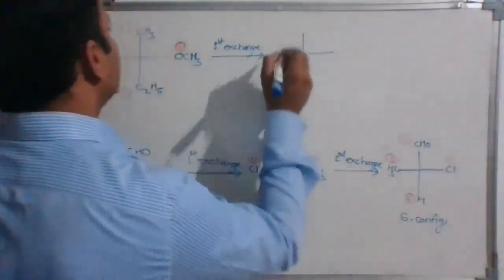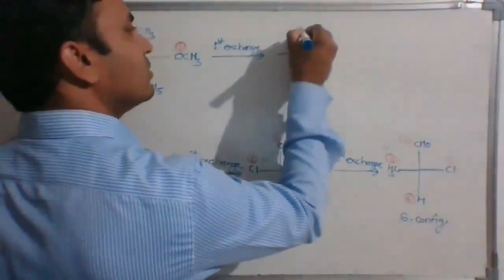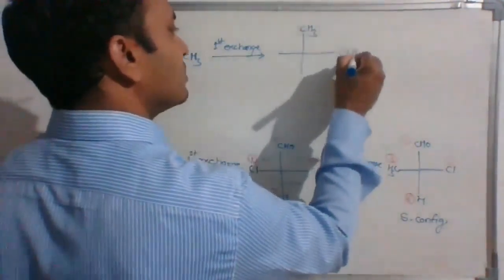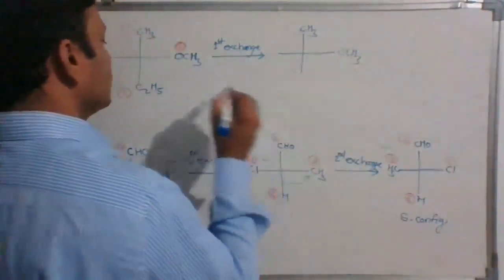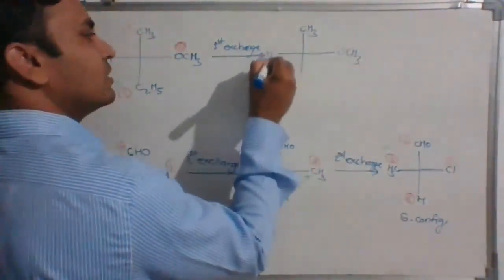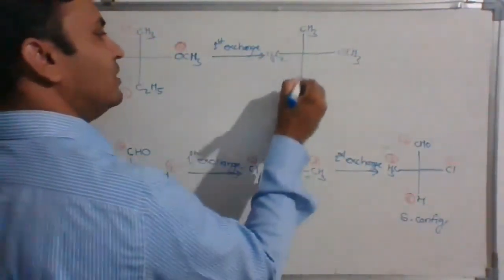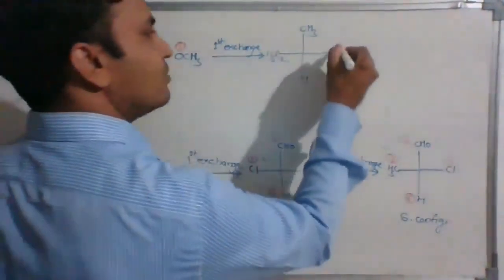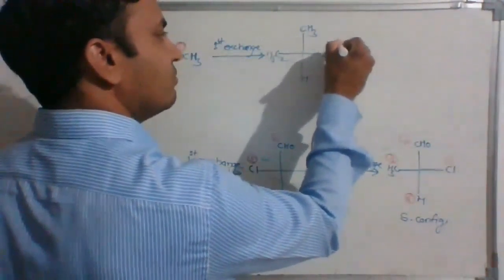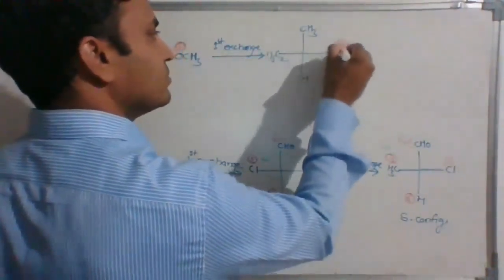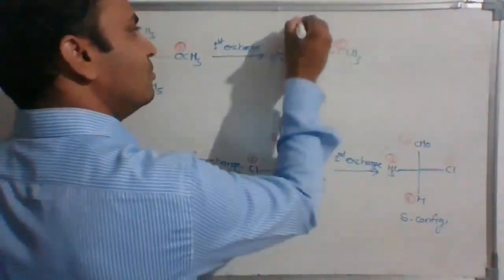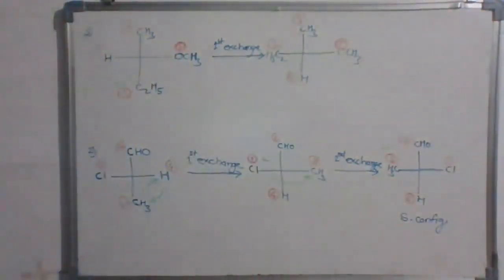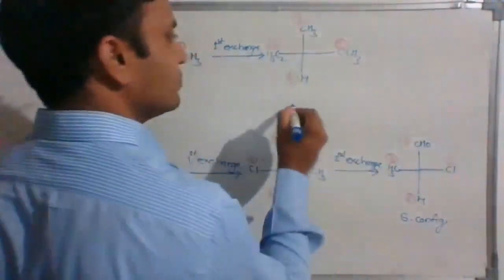After first exchange, methyl will be at its own place, OCH3 at its own place. Ethyl is now at this position, C2H5, and hydrogen is at bottom. Give the numbers. OCH3 first number, ethyl second, methyl third, and hydrogen fourth. Then do the second exchange.